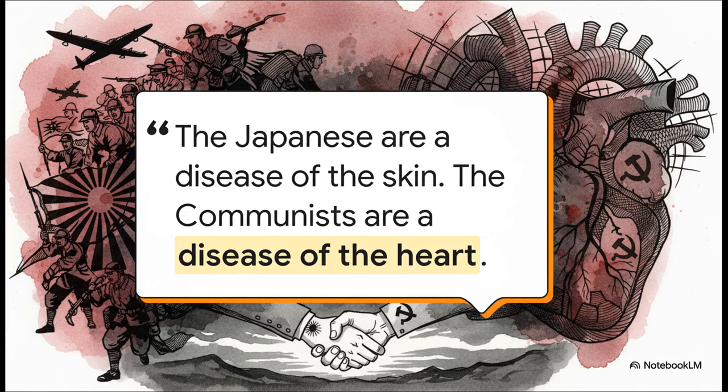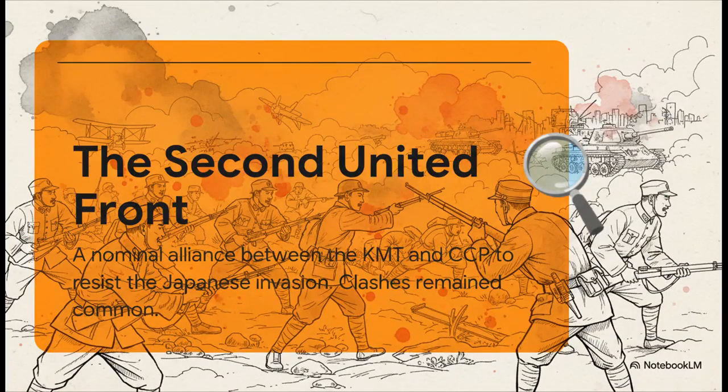He had this famous quote where he called the Japanese a disease of the skin, but the communists were a disease of the heart. But then, in 1937, Japan launches a full-scale invasion. And get this, one of Chiang's own generals actually kidnaps him to force him to stop fighting the communists and focus on Japan. It worked. He had to agree to another shaky truce with the CCP. So they formed this Second United Front.